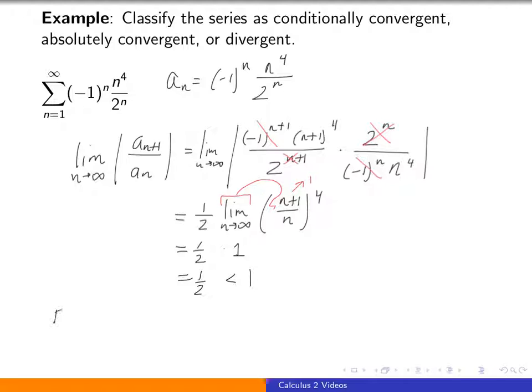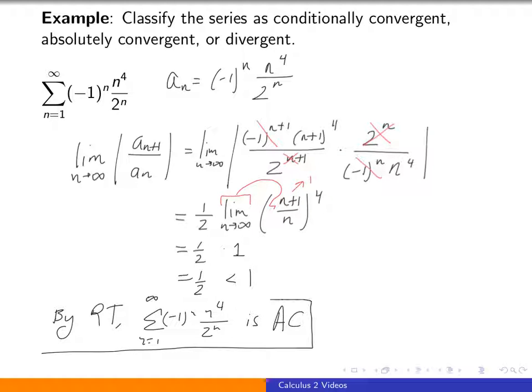So by the ratio test, RT for ratio test, the series given here, the sum from n equals 1 to infinity of minus 1 to the n times n to the fourth over 2 to the n, is absolutely convergent. Once again, the reminder in terms of when the ratio test would be a good choice, typically it's when you have series that involve powers and or, so it could be both or one or the other, factorials.